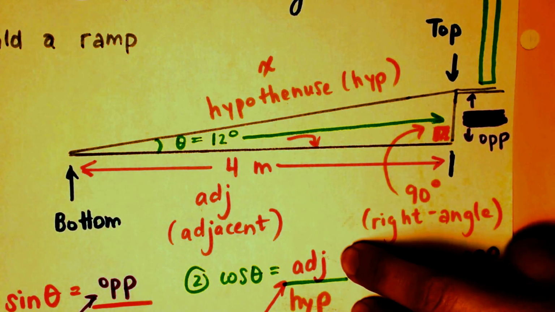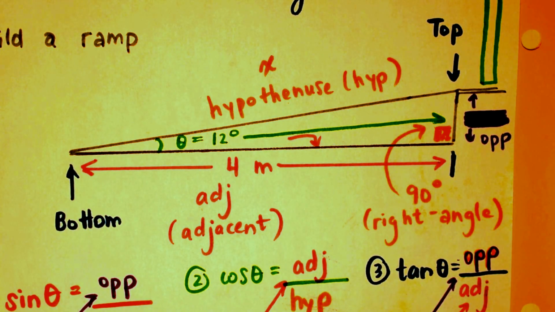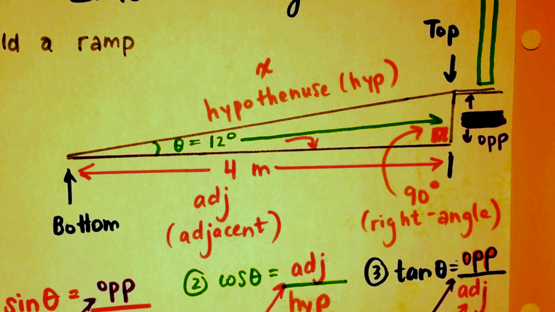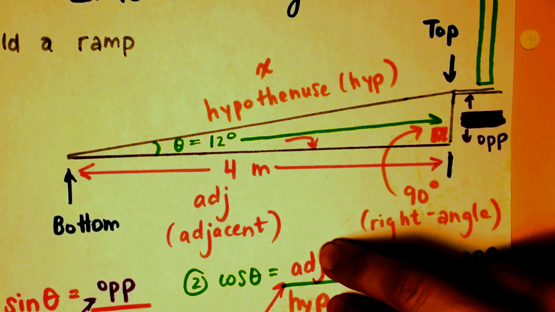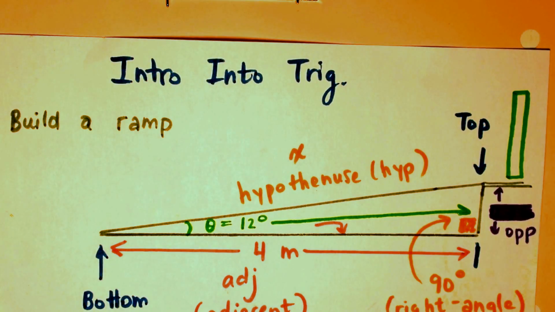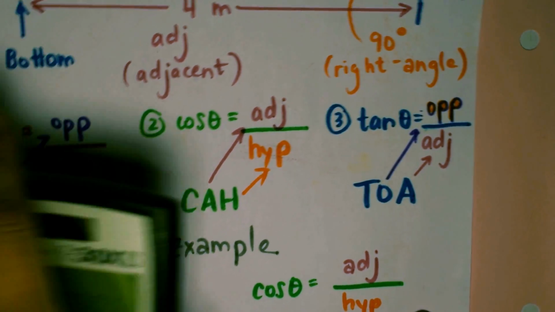But what we can use is cosine theta because again we have our angle. We are looking for our hypotenuse and we have our adjacent. So you always want to have the variable that you are looking for also in the equation. Okay? In place of hypotenuse, I put x because you guys are used to that. And now we're going to go about solving this.